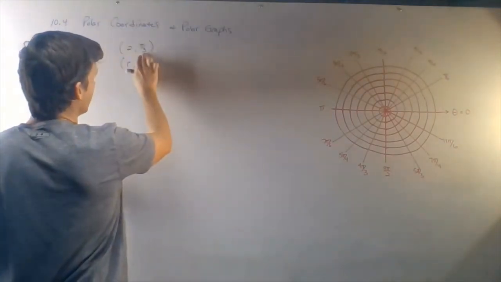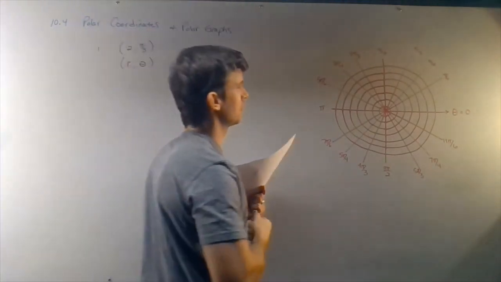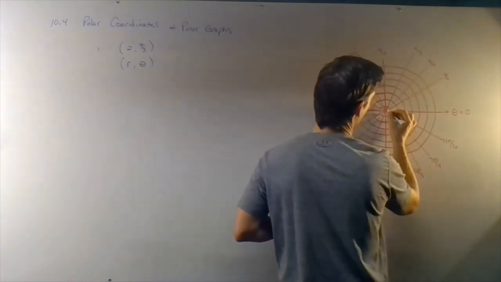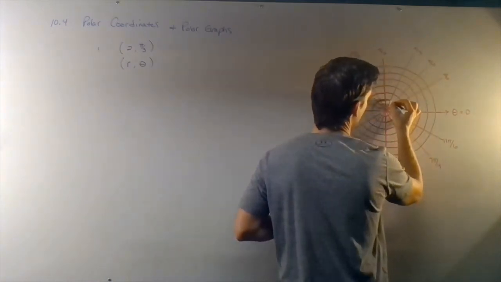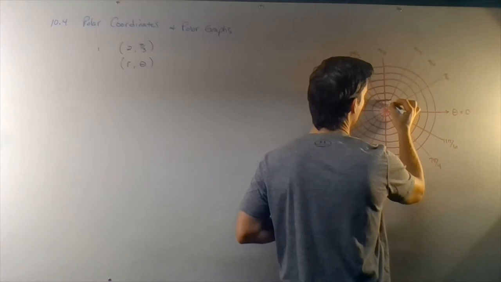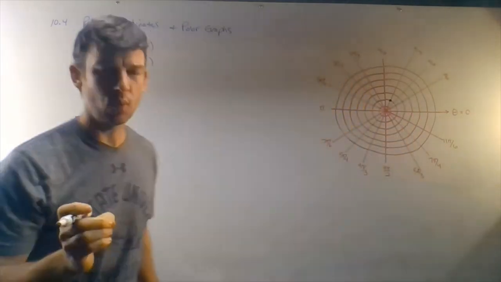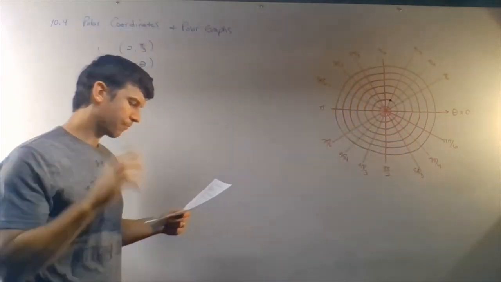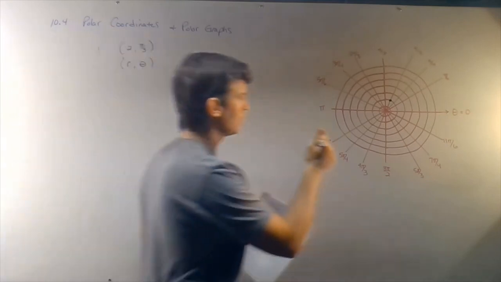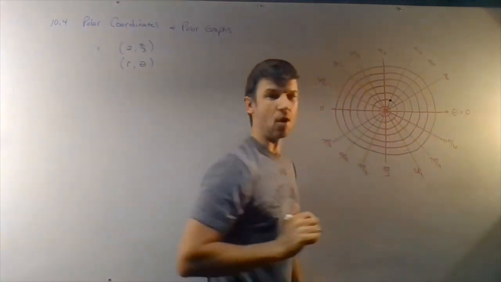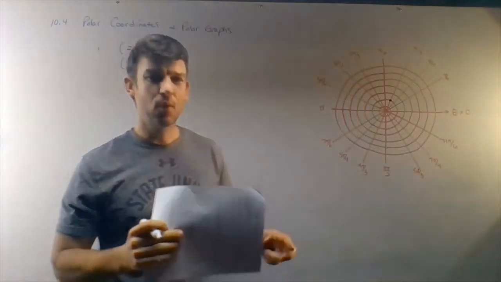So I need to go to pi over 3, and I'm going to go out 2 units. So here's pi over 3. I'm going to go 1, 2 units. Okay, so I just graphed the point 2, pi over 3. Now I probably should label. I did not label what my r values are going to be.